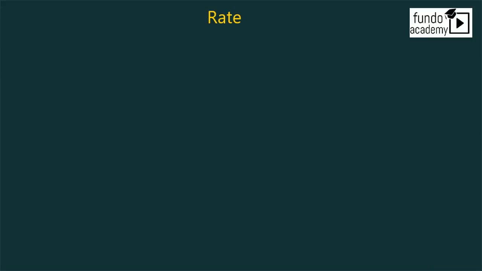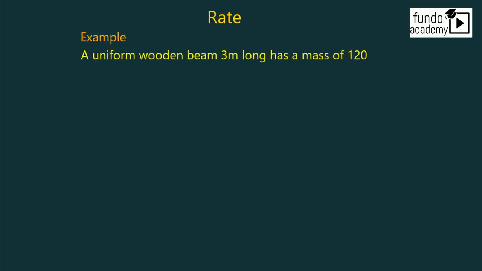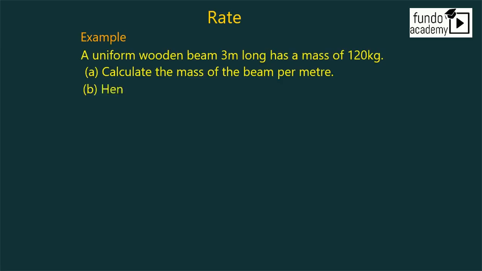Alright, so I have an example here on rate that I want you to attempt. Okay, so this is the question. It's saying a uniform wooden beam 3 meters long has a mass of 120 kilograms. So on part A we want to calculate the mass of the beam per meter, and on part B it's saying hence calculate the mass of a 120 centimeter length of the beam. I'm going to be giving you 3 minutes to work this one out, so you may pause the video starting from now.